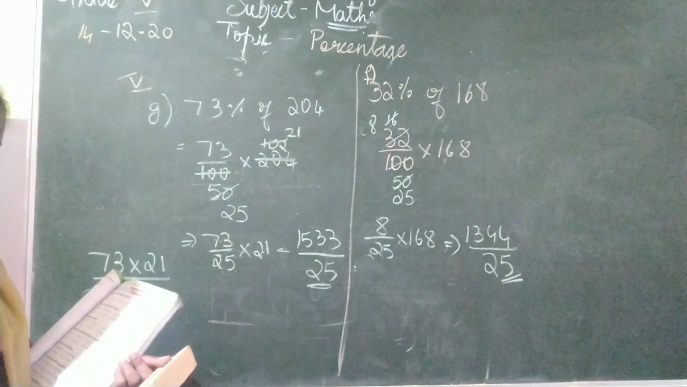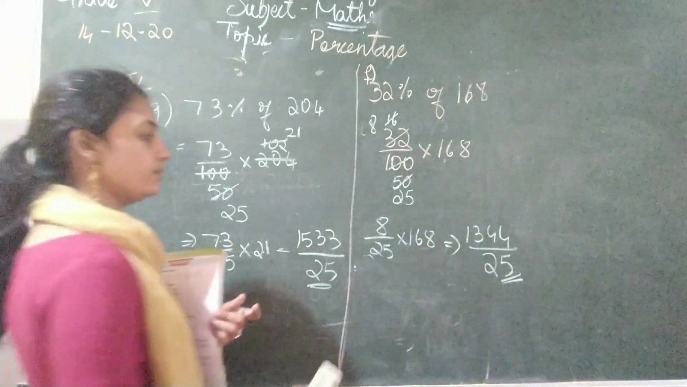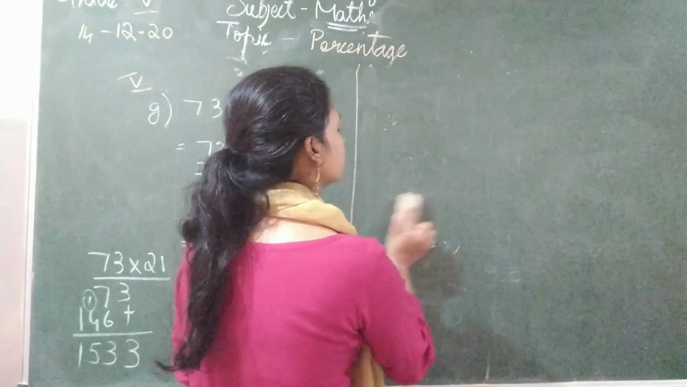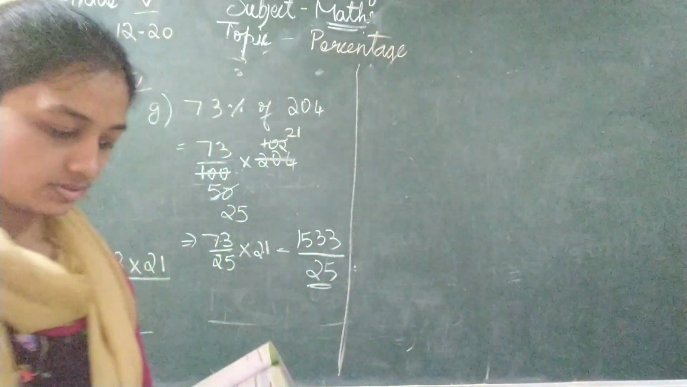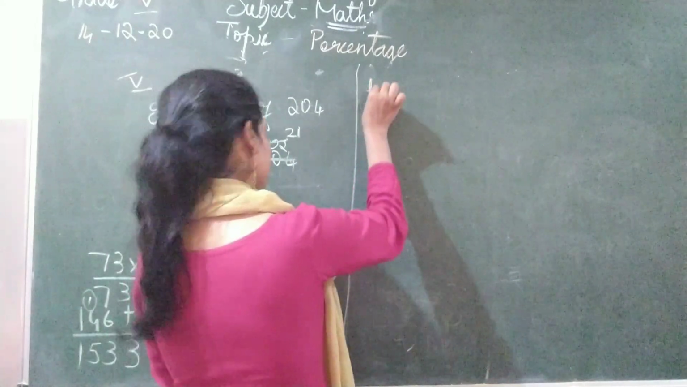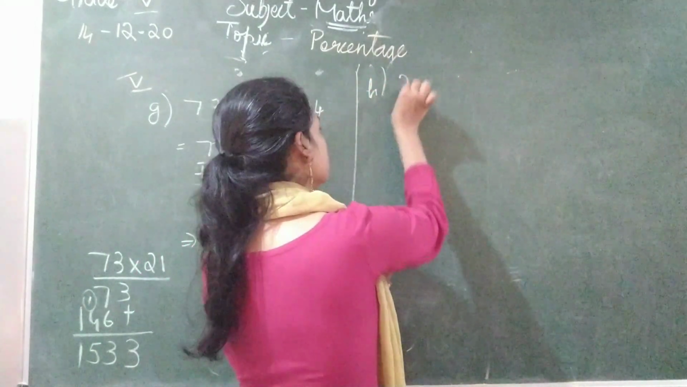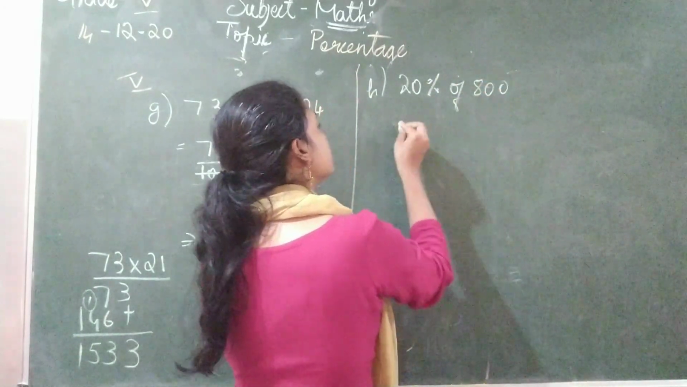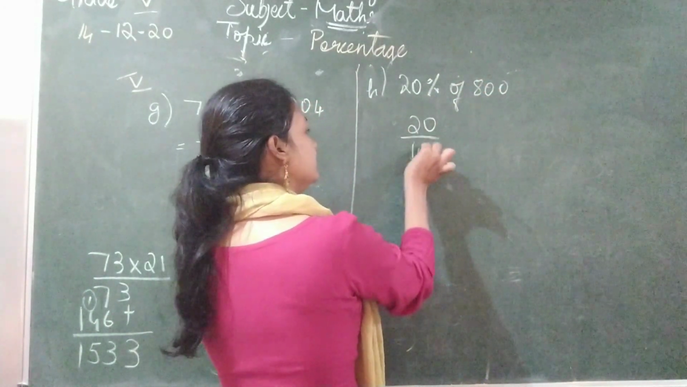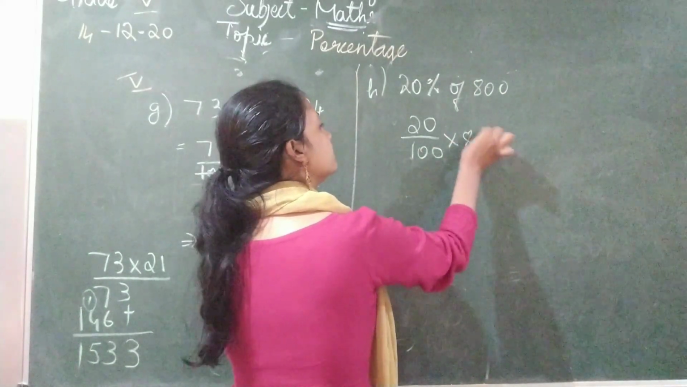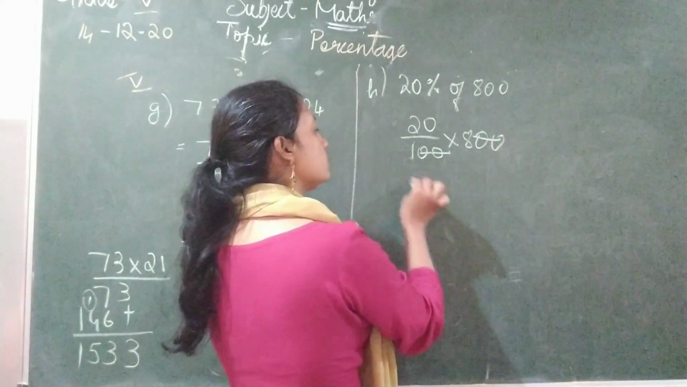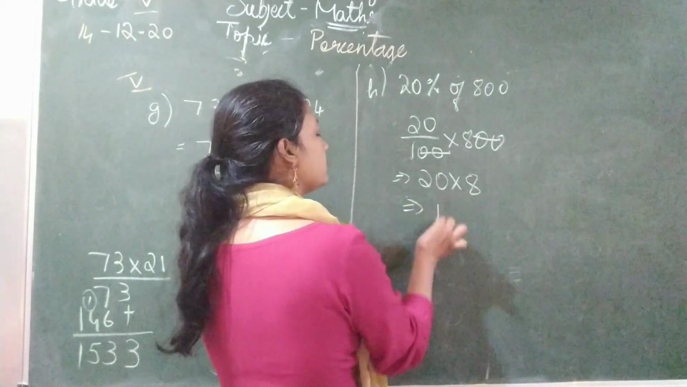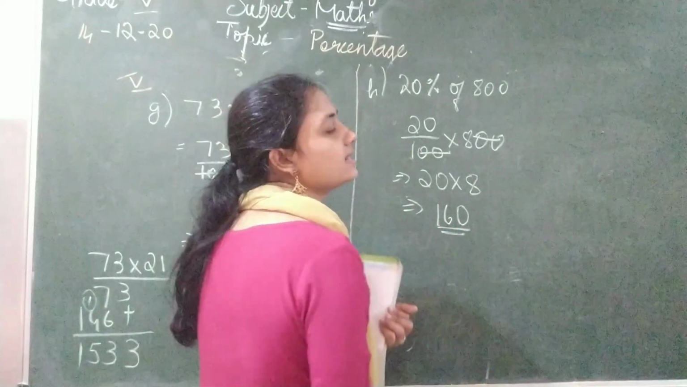So let me work out one more sum, that is the H sum for you. The question here is 20% of 800. 20 by 100 into 800. Cancel the two zeros. You have 20 into 8. This is equal to 160. This is the value.